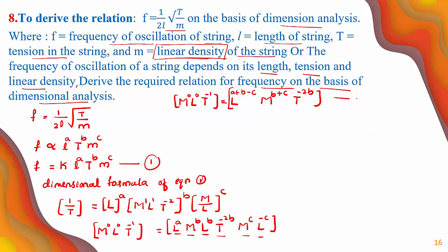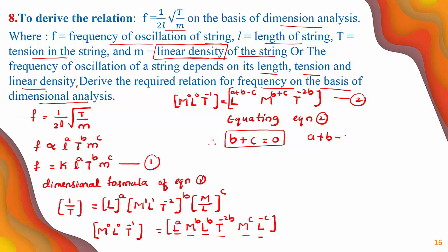Let us take it as equation number 2. Now by equating equation 2, we get the values of A, B, C. Equating dimensions on both sides of equation 2, we get M raised to B plus C, so B plus C equal to 0. Then L raised to A plus B minus C, so A plus B minus C equal to 0. Then the third one, minus 2B equal to minus 1. Therefore 2B equal to 1, B equal to 1 by 2.